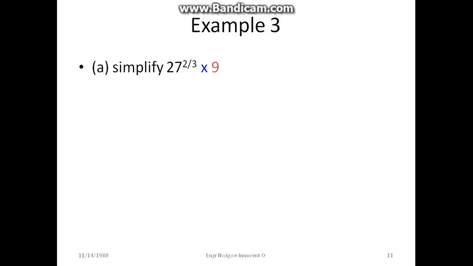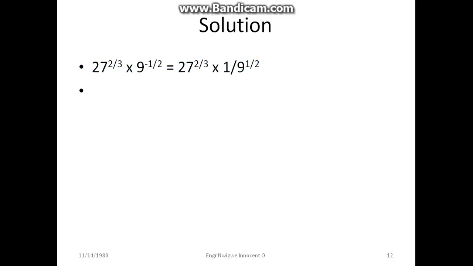Example 3. We are asked to simplify 27 raised to the power 2/3 times 9 raised to the power minus 1/2. Solution. We are given 27 raised to the power 2/3 times 9 raised to the power minus 1/2. We also know that 3 times 3 times 3 will give us 27. That means 3 raised to the power 3 is 27. We now replace 27 with 3 raised to the power 3 in bracket 2/3 times.